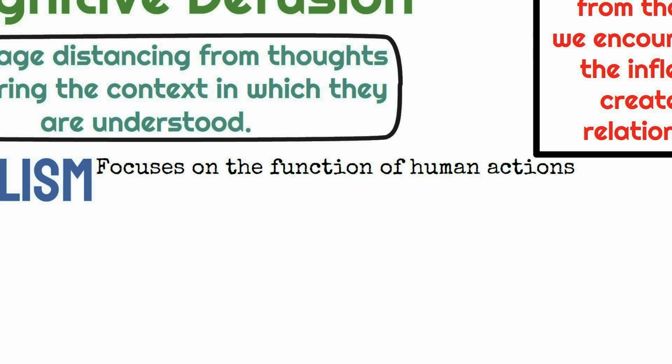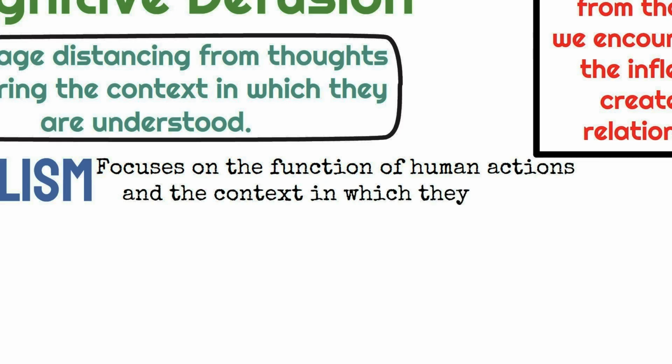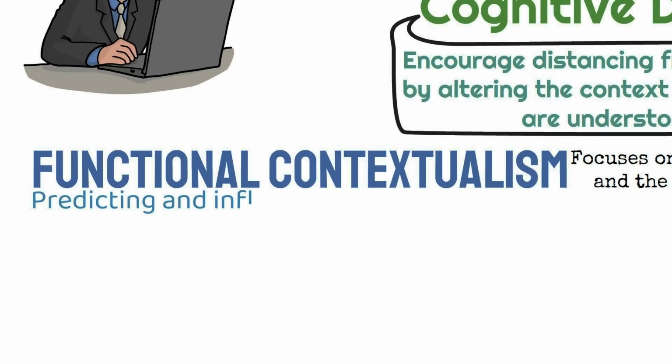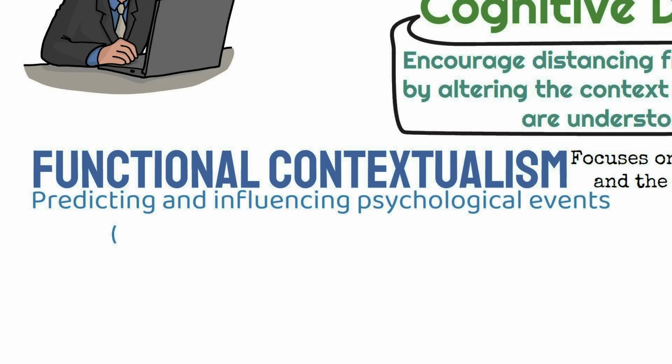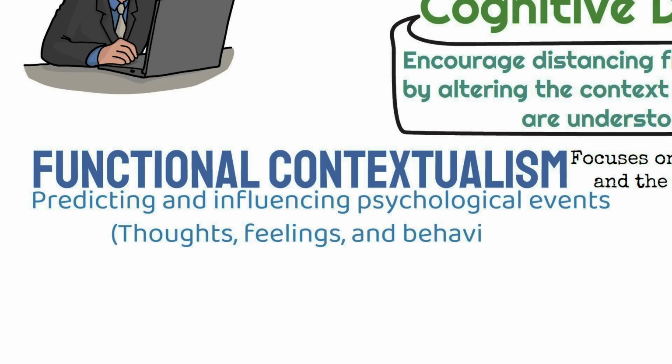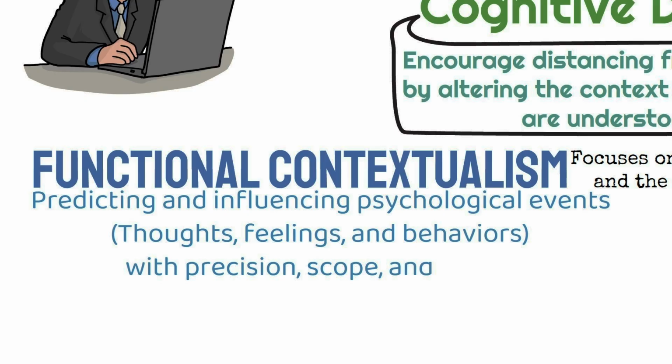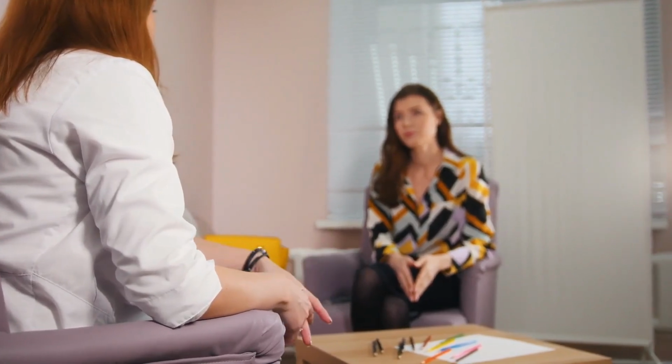Functional contextualism is a philosophical approach that focuses on the function of human actions and the context in which they occur. It's concerned with predicting and influencing psychological events, including thoughts, feelings, and behaviors, with precision, scope, and depth. This philosophy suggests that the value of a given thought or behavior can only be understood in terms of its effectiveness in achieving specific goals within a particular context.